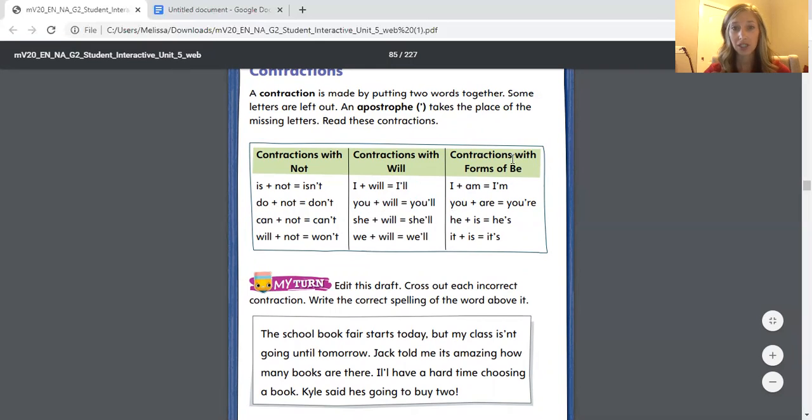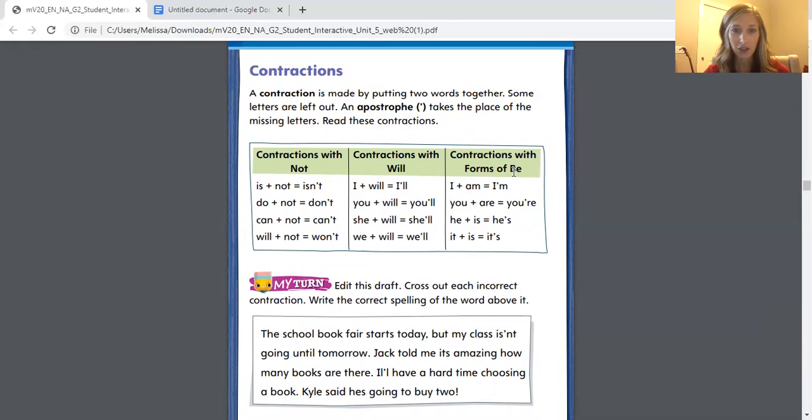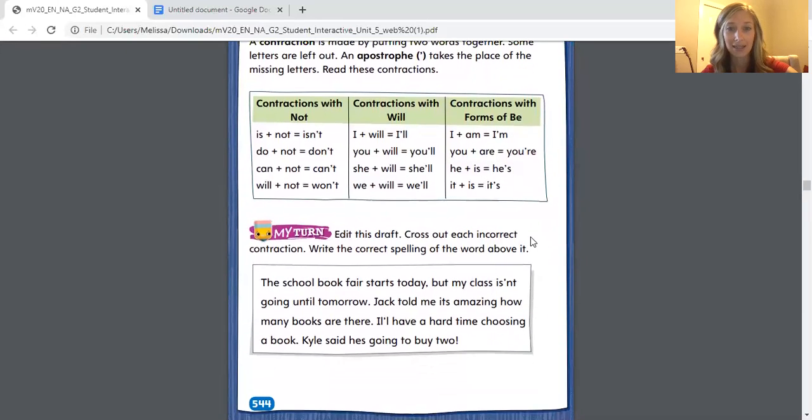Then we have contractions with forms of be. So this is a special type of contraction. For example, I am turns into I'm. You are turns into you're. He is, he's. It is, it's. Okay, so your job now is to edit this draft.